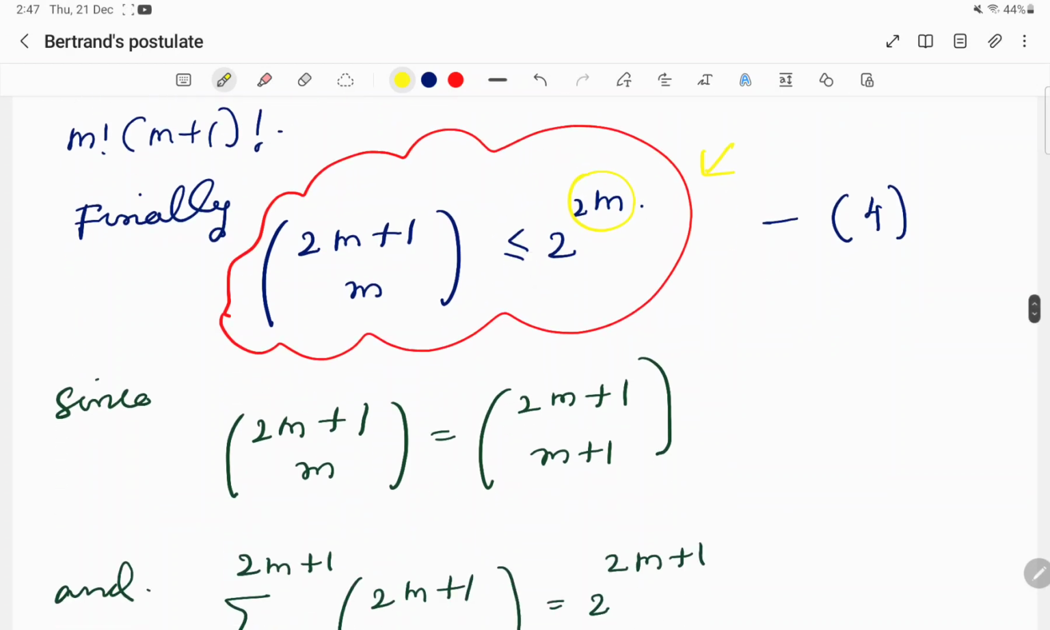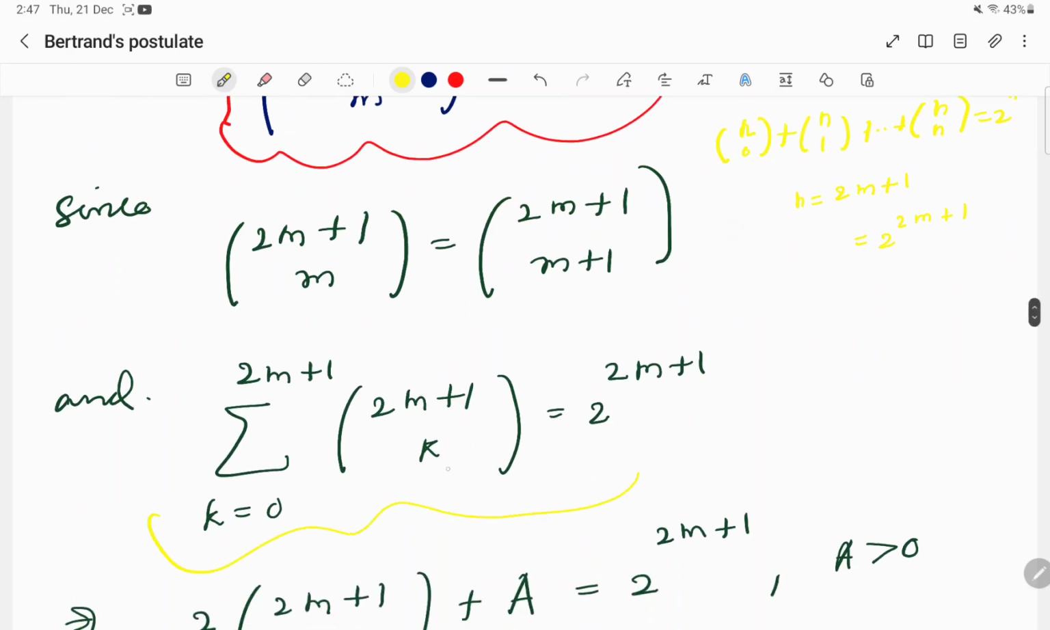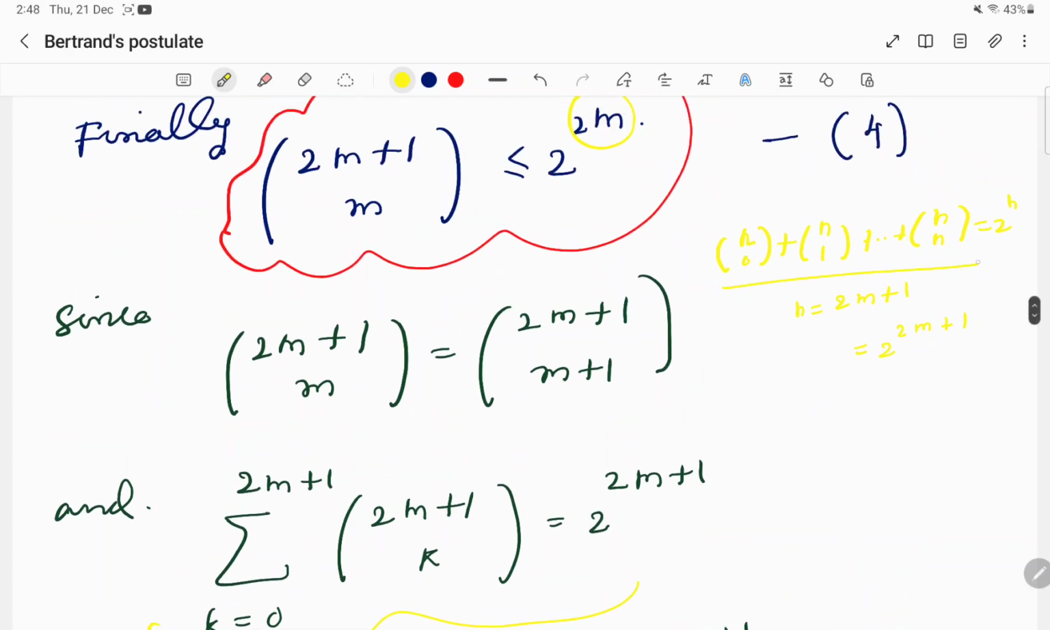Because we know an identity: nC0 plus nC1 plus up to nCn is 2 raised to n, right? Now you replace n with 2m plus 1, then what do we get? We get 2 raised to 2m plus 1, right? So we get the sum for k equal to 0 to 2m plus 1 of 2m plus 1 choose k, equal to 2 raised to 2m plus 1, coming from this formula.